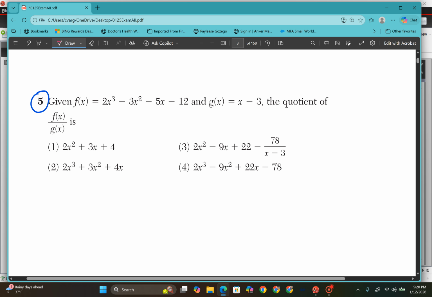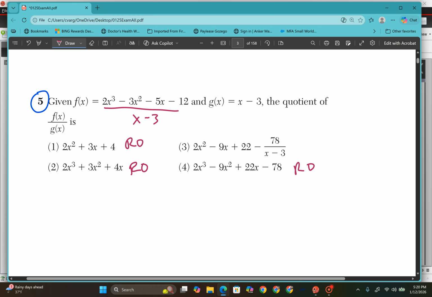Next one, the quotient is, so we are dividing this by x minus 3. Okay, so first thing we're going to do is look and see all the remainders here are 0. Here the remainder is 0. Here the remainder is 0. Here the remainder is 0. So if we get a remainder of 0, then we would have to do some extra math here. But if we don't, and we just get -78 from the remainder theorem, then we know that the answer is 3. Okay, so let's do it.